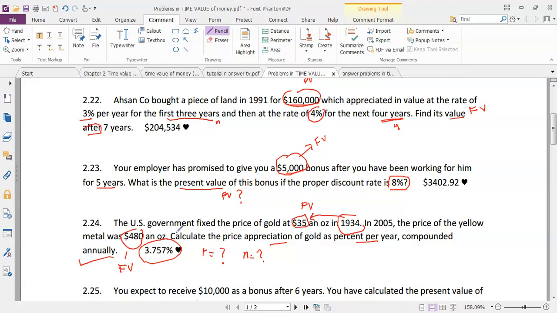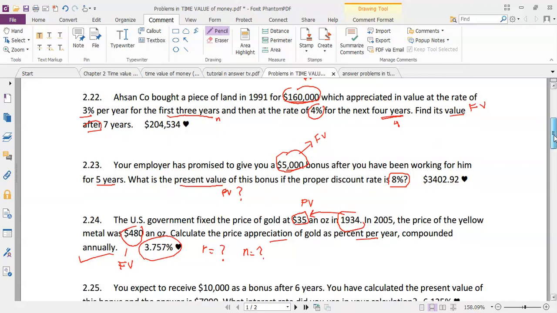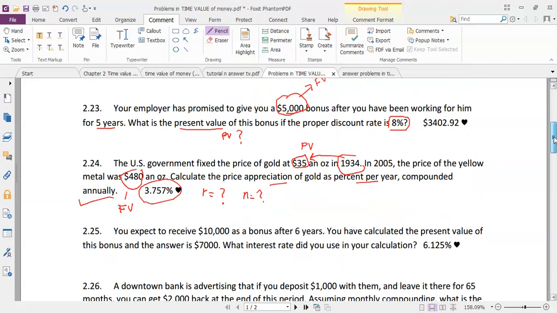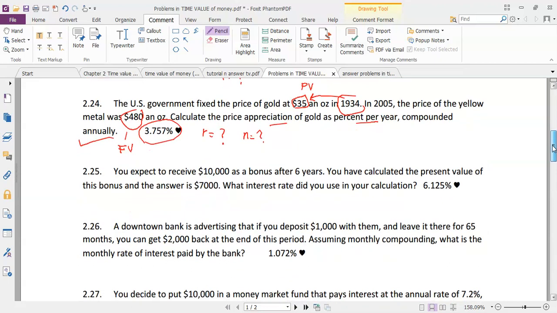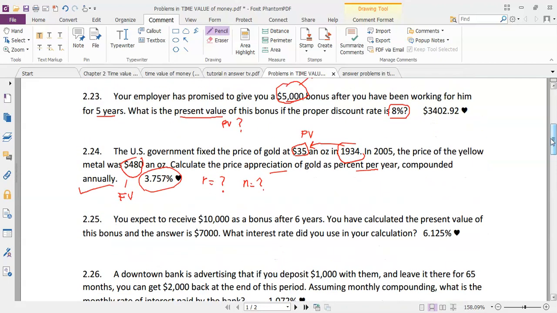Okay. So let's look at the next question. Ni pun sama, cari interest juga. So cuba you try sendiri. You expect to receive 10,000 as a bonus after 6 years. Okay, you have calculated the present value of this bonus and the answer is 7,000. So present value is 7,000. So your future value in 6 years later is 10,000. So please calculate the interest rate.